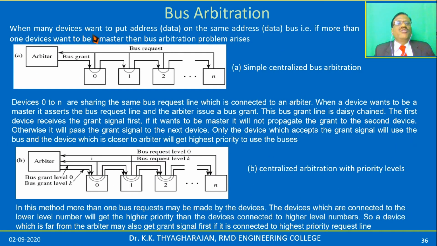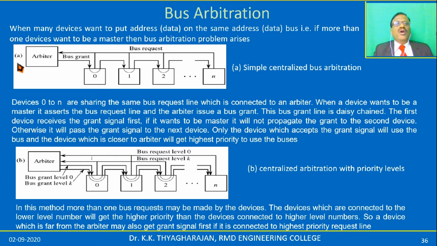When many devices want to put an address on the same address bus, that is, if more than one device wants to be a master, then the bus arbitration problem arises. There are four methods available to solve this problem. The first method is a simple centralized bus arbitration method.